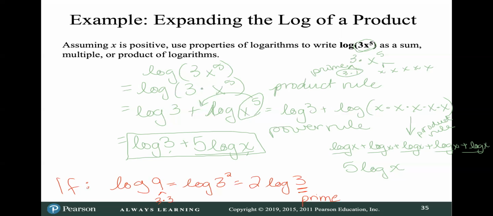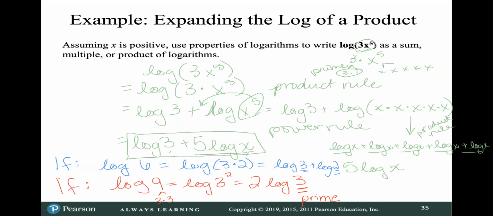So if this was log of 6, let me use a different color. If we had log of 6, then I would write that as log of 3 times 2, which is log of 3 plus log of 2, right? So I'm going until the argument of my logarithm is completely prime.